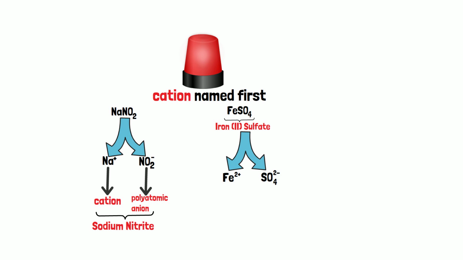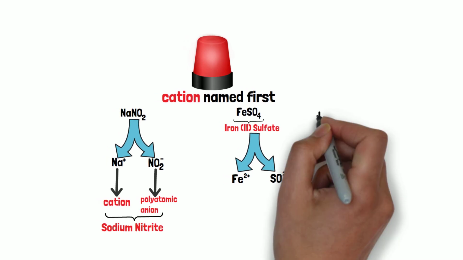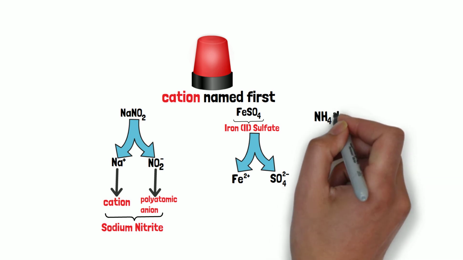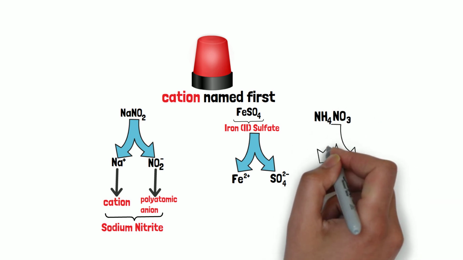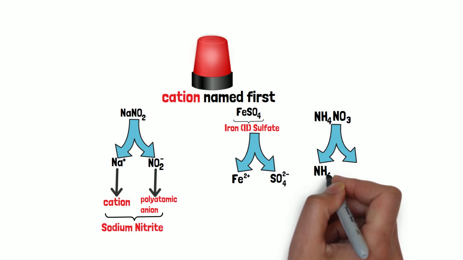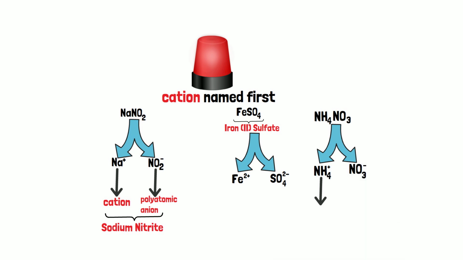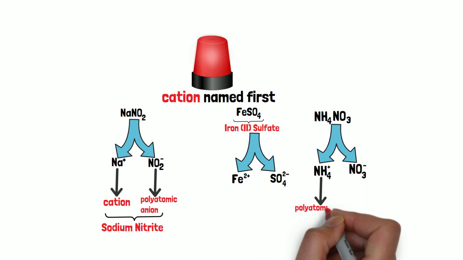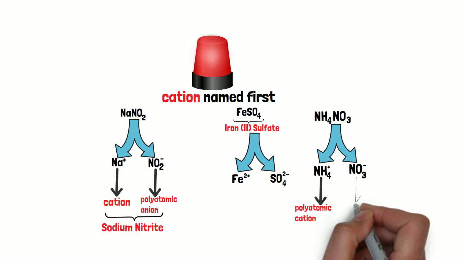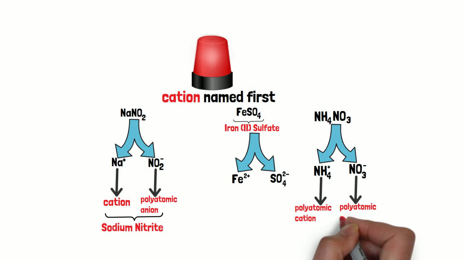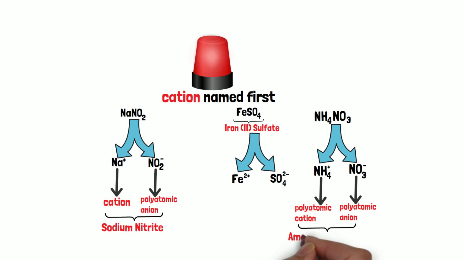Let us do one more example. Name the compound NH4NO3. In this example, NH4+ and NO3- are both polyatomic ions. The former is a polyatomic cation, while the latter is a polyatomic anion. Nonetheless, we are going to name the cation first. With that in mind, the name of the compound is ammonium nitrate.